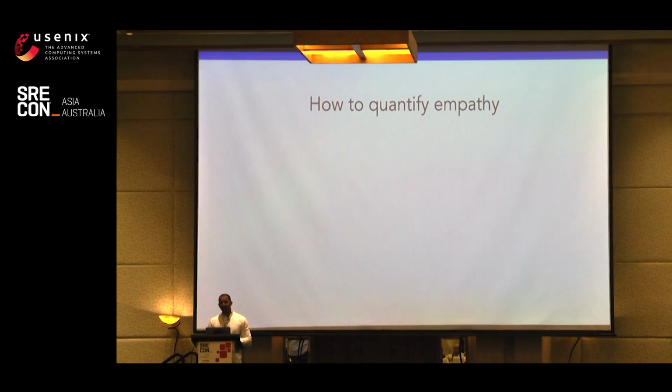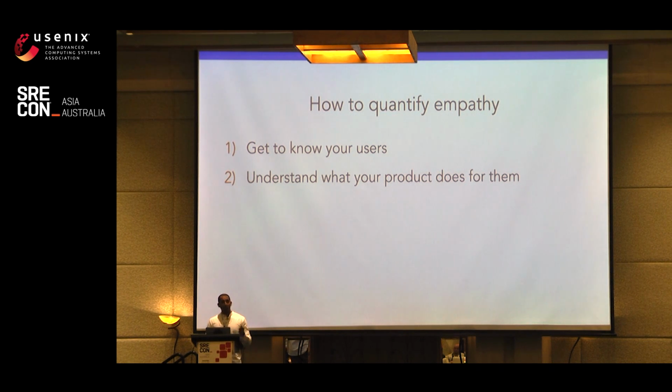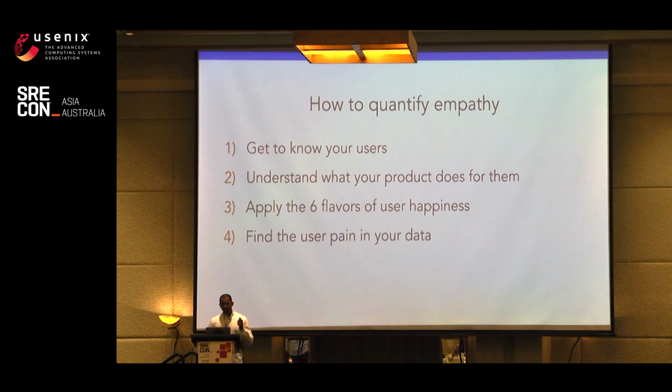How to quantify empathy? You get to know your users. You understand what your product does for them. You apply the 6 flavors of user happiness. You find the user pain in your data, and then you set your SLOs below the pain threshold. This is good all around.